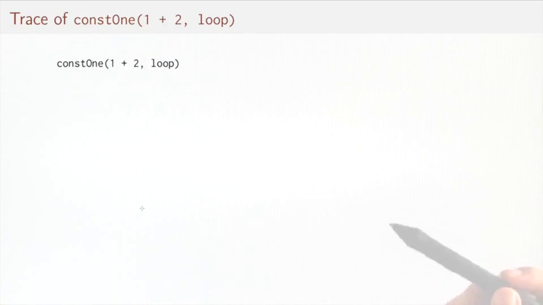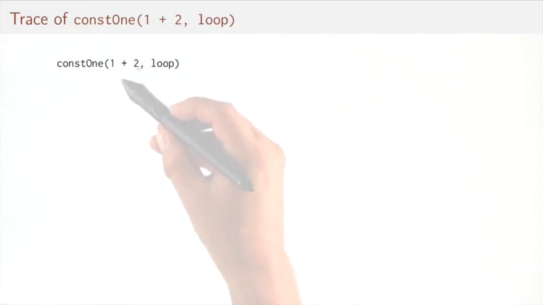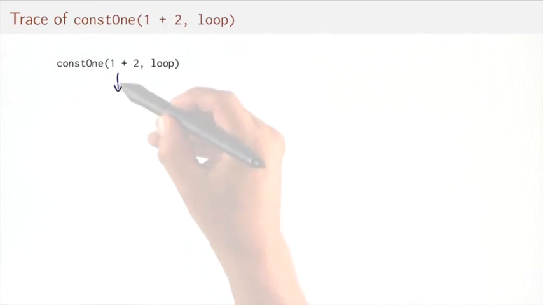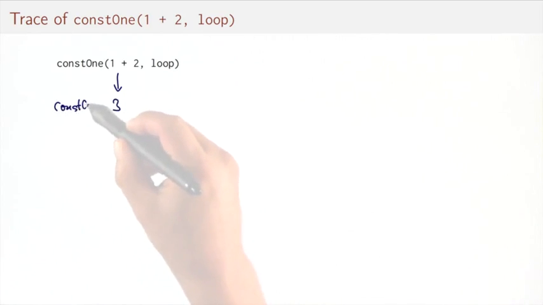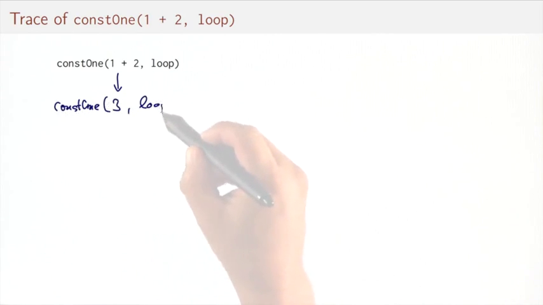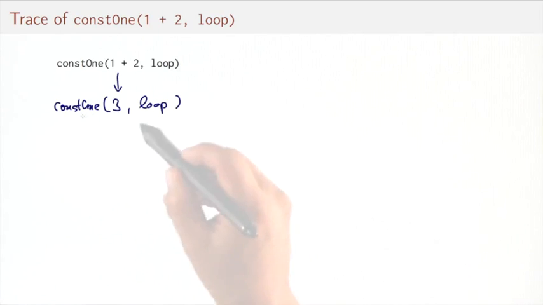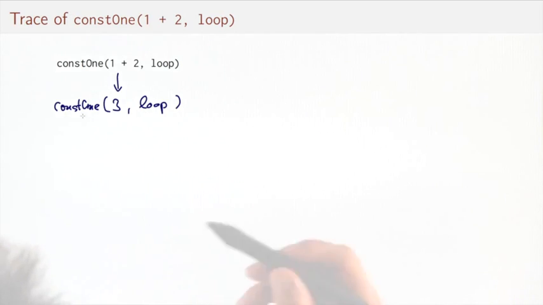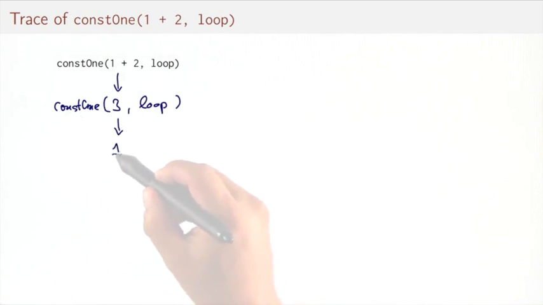So the first one, const1 of 1 plus 2 and loop: well, the first parameter is called by value, so we have to reduce that to 3, and the rest will be kept as it was before. The second parameter we do not need to reduce because it's a call by name parameter, so we are done with the argument list. We can apply the function, and the function would just always reduce to 1, so it would in fact ignore both of its parameters.